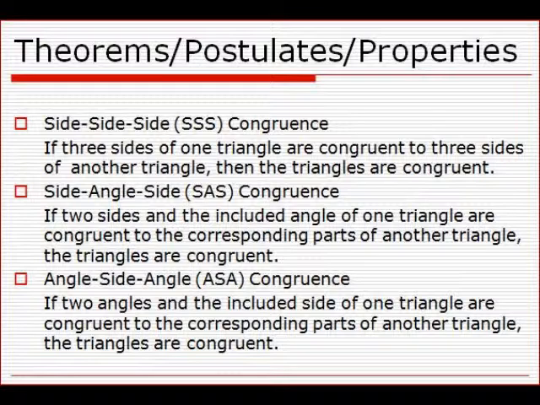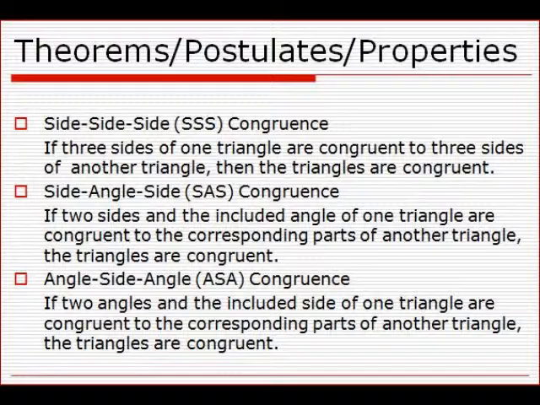We'll start with, as you can see on the slide there, the first one: side-side-side congruence. If 3 sides of one triangle are congruent to 3 sides of another triangle, then the triangles are congruent, or the same. Second is side-angle-side congruence. If 2 sides and the included angle of one triangle are congruent to the corresponding parts of another triangle, the triangles are congruent. Then we have the angle-side-angle.